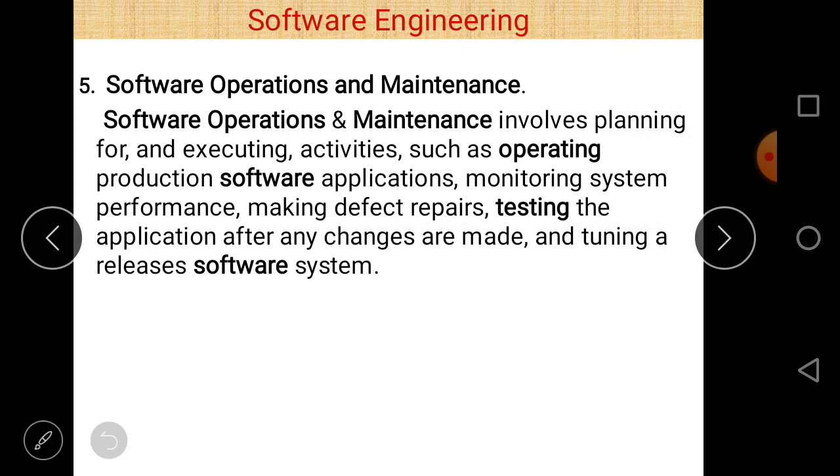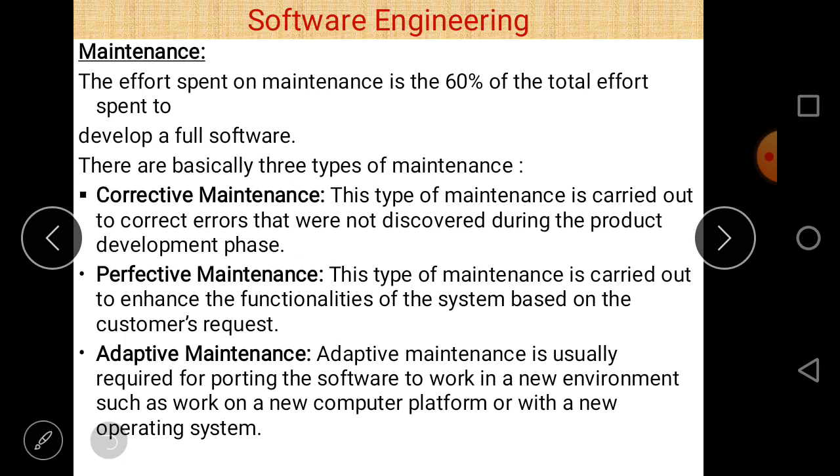So, the answer to this question is basically different types of maintenance. There are different types of maintenance: corrective maintenance, perfective maintenance, and adaptive maintenance. Actually, maintenance work is always there whenever we create software. And the first one is corrective maintenance.